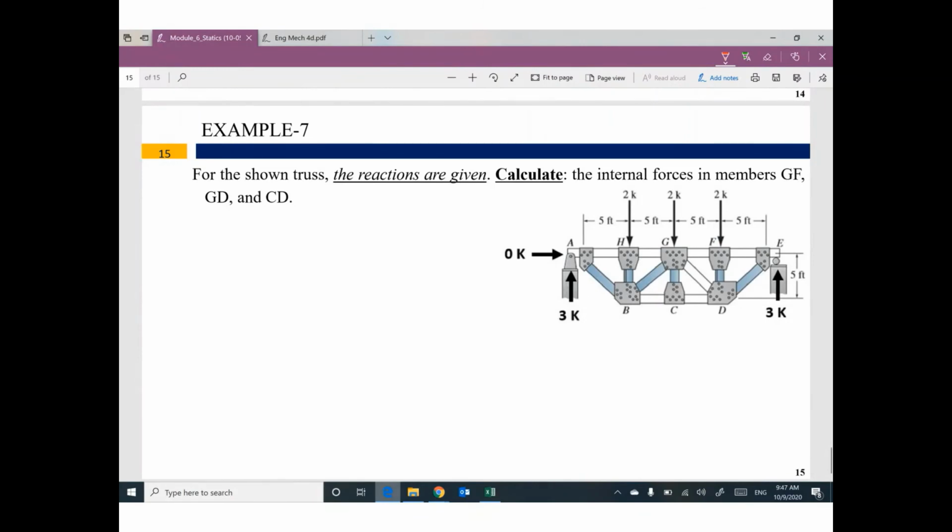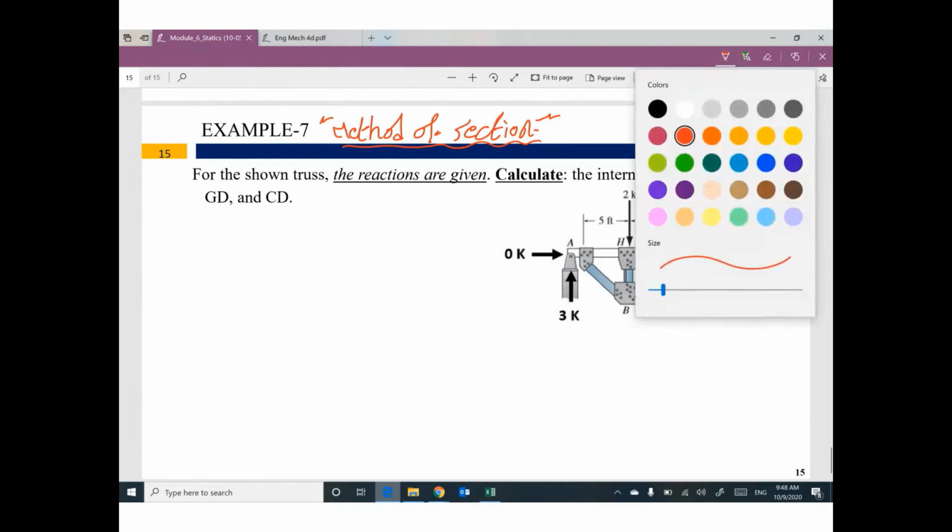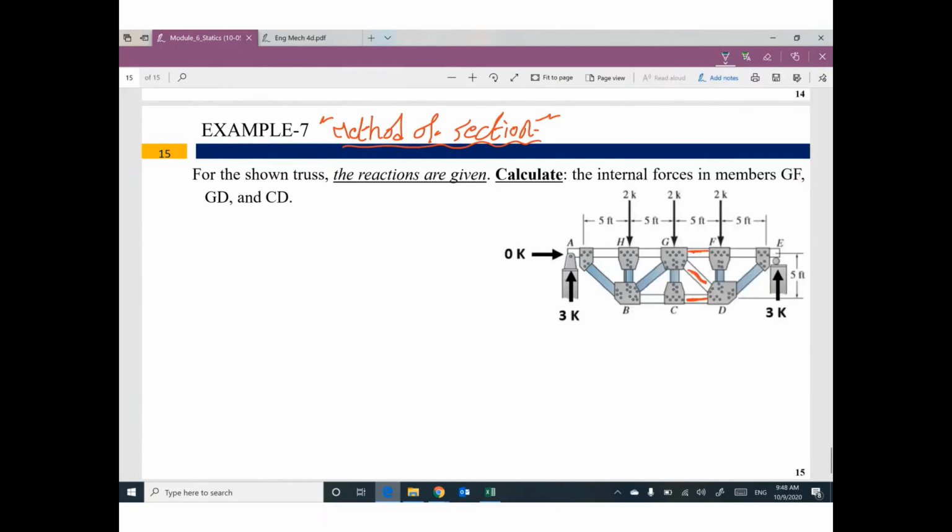We are looking for members GF, GD, CD. And we are looking to use the method of section. Don't worry, I will tell you in the problem which method I'm going to use. Do you think I can do a cut? Do you think I can do one section to cut these members only? I think yes.